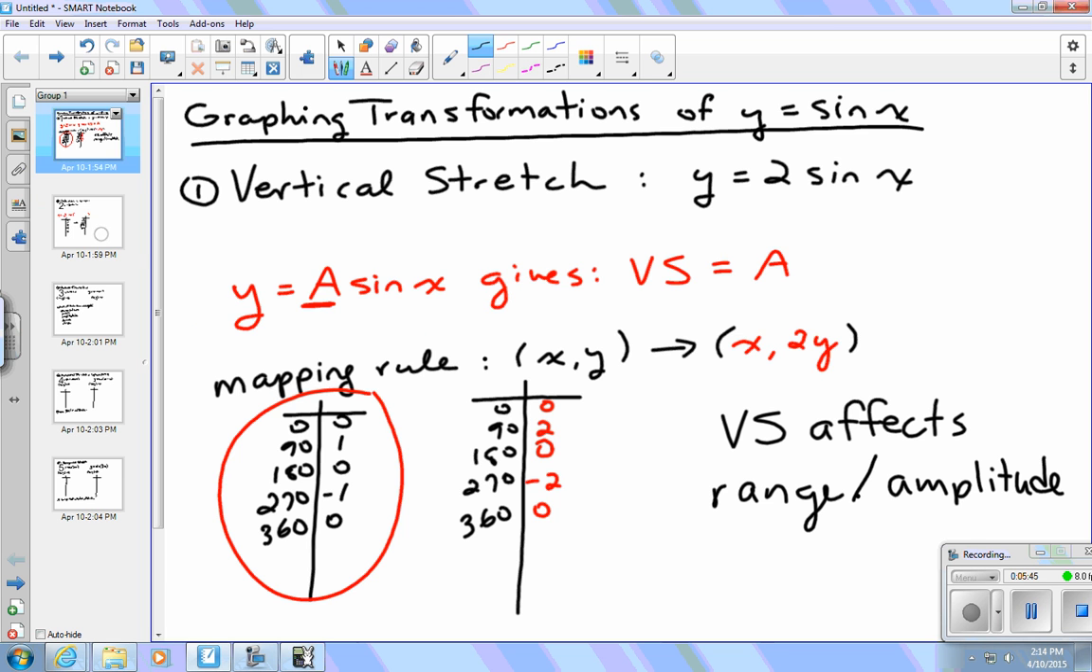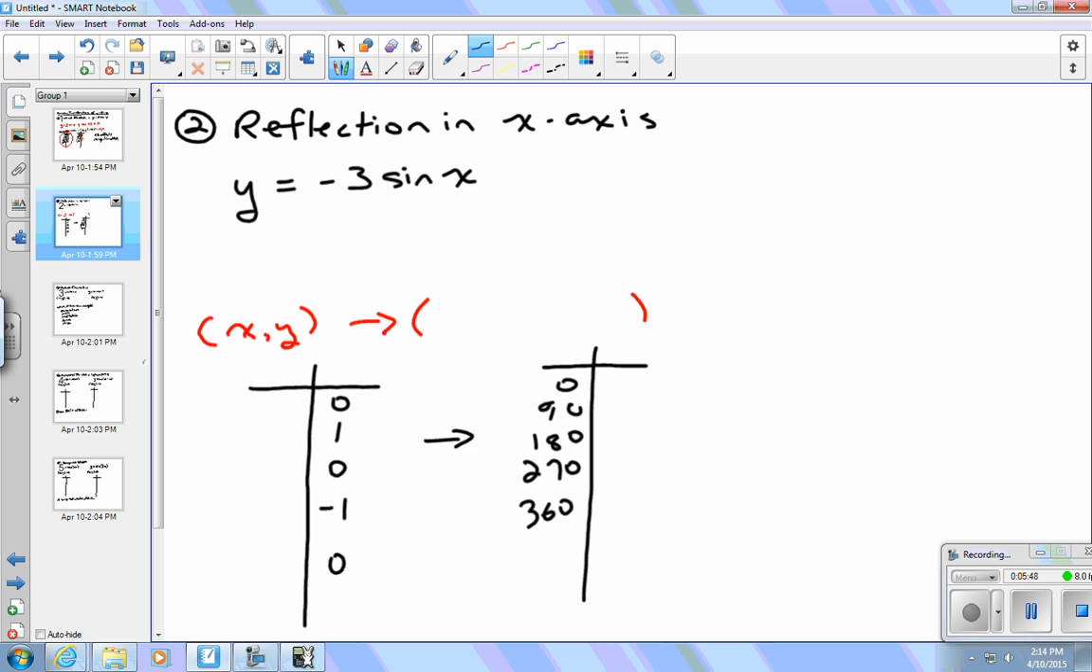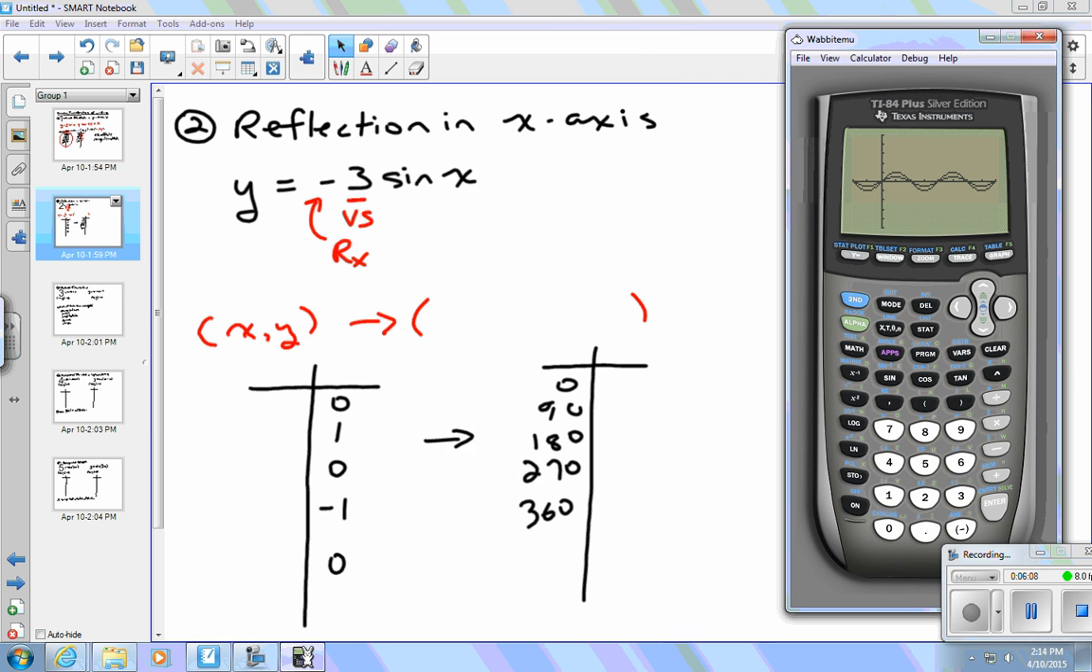So let's move on to the next transformation, and that is a reflection in the x-axis. If we look at the equation I've put here, I've put a negative in front and I've said 3 sine x. This 3 is like an a, and is going to give us that vertical stretch. It's the negative in front that's going to give us the reflection in the x-axis. So let's go to the calculators. Again, leaving sine of x as the first equation, we'll put in negative 3 sine x for our second equation. So negative 3 times the sine of x. Hit graph. Let's see what happens.